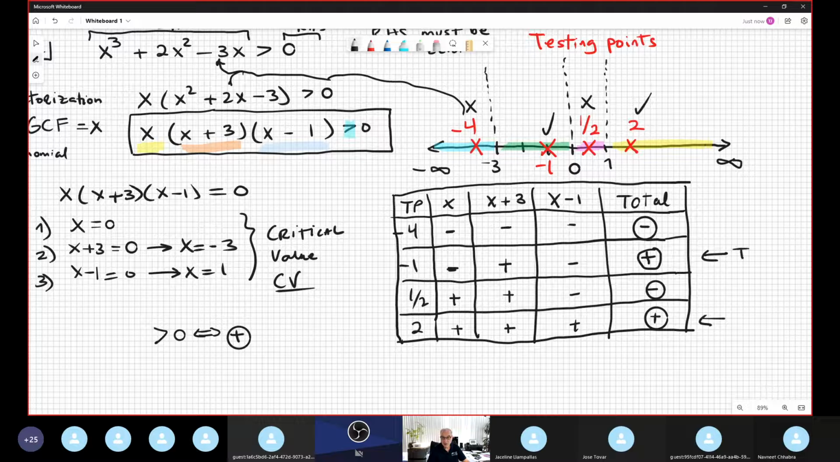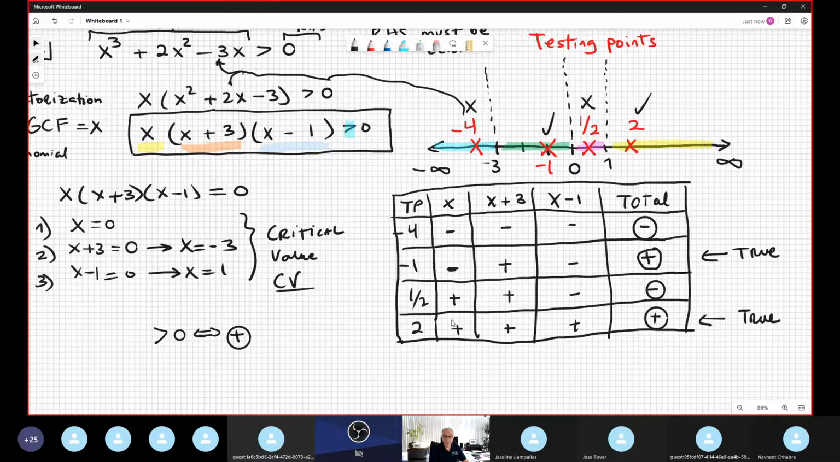The only true statements are this and this. Don't confuse the idea that positive is always true, no, it depends. In our problem, if I change this to less than 0, it is another perfect problem, completely the negation, then the negative is true and the positive false. Do you understand this very well?